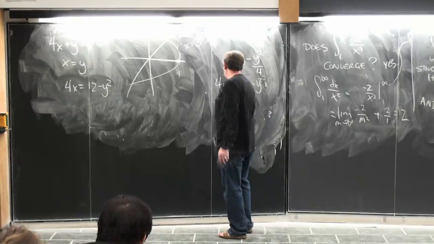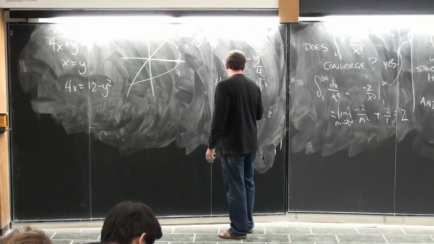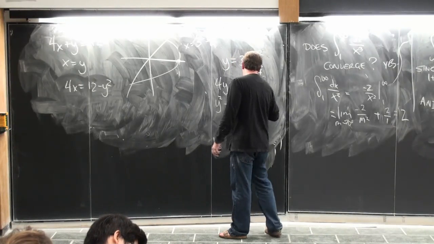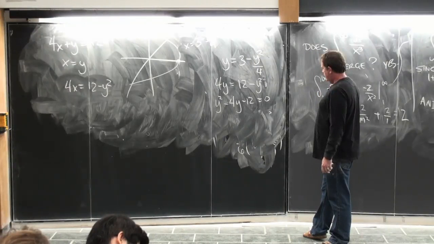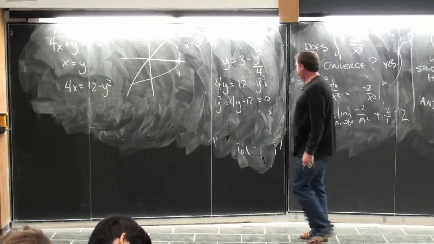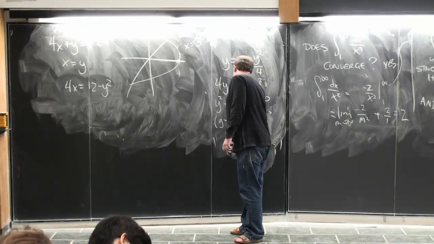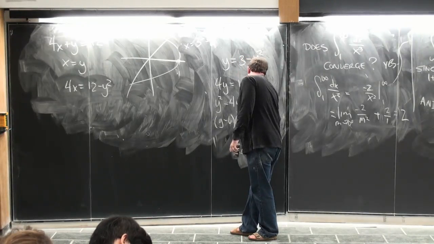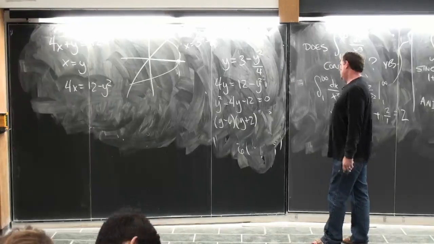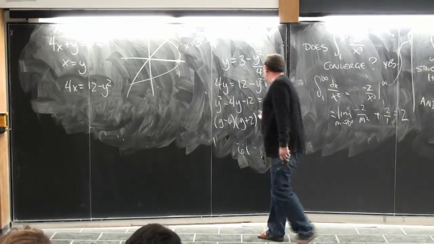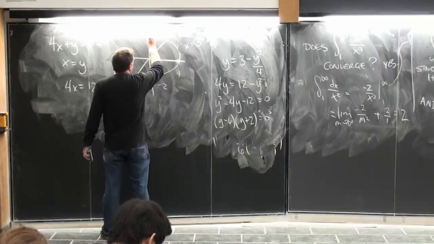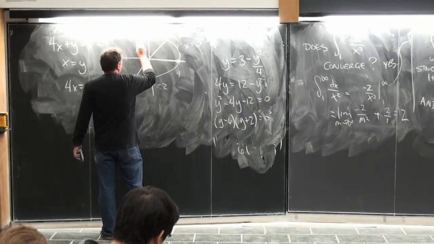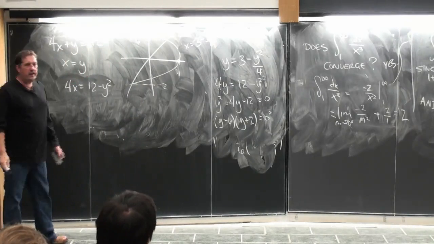So y squared minus 4y minus 12 is 0. So that factors y minus 6 and y plus 2, right? Yes. So this crosses at -2, 6. So my picture is a little bit off, but okay.